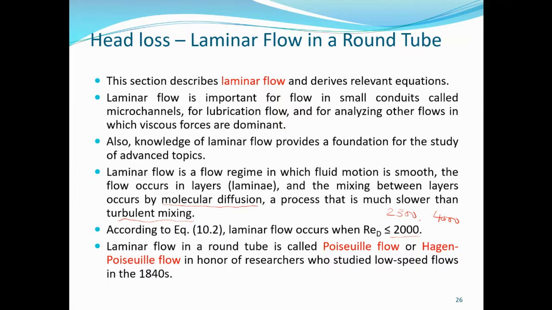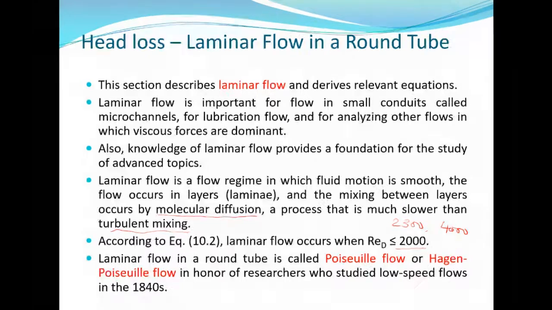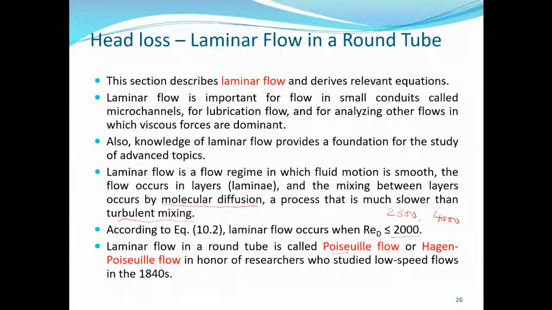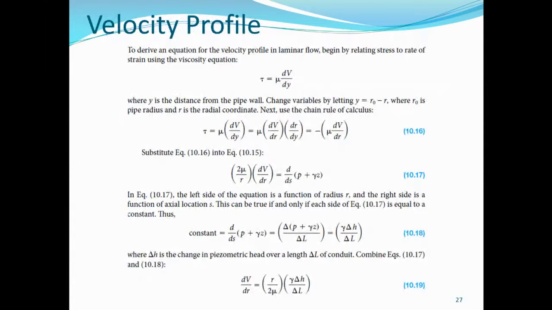Laminar flow in a round tube is called Poiseuille flow, or Hagen-Poiseuille flow, in honor of researchers who studied low-speed flows in the 1840s. Poiseuille is the name of, I think, a French scientist, and Hagen is another one. So we call it Hagen-Poiseuille flow. Now, what is the velocity profile in laminar flow?